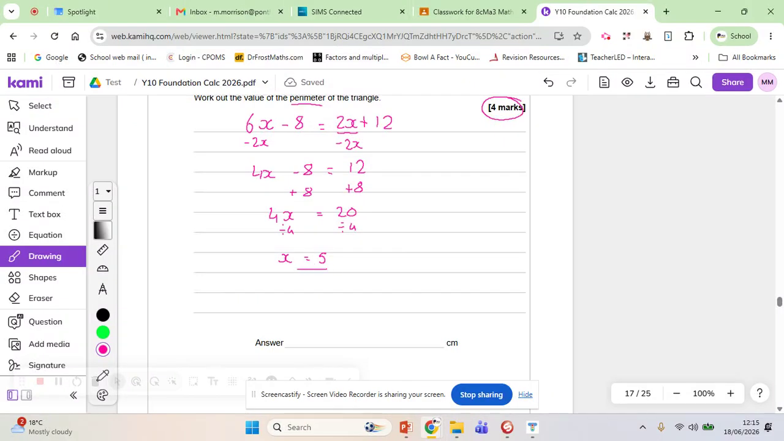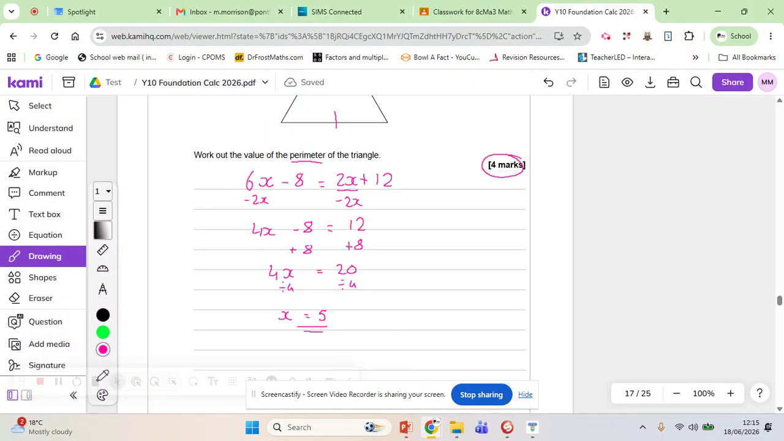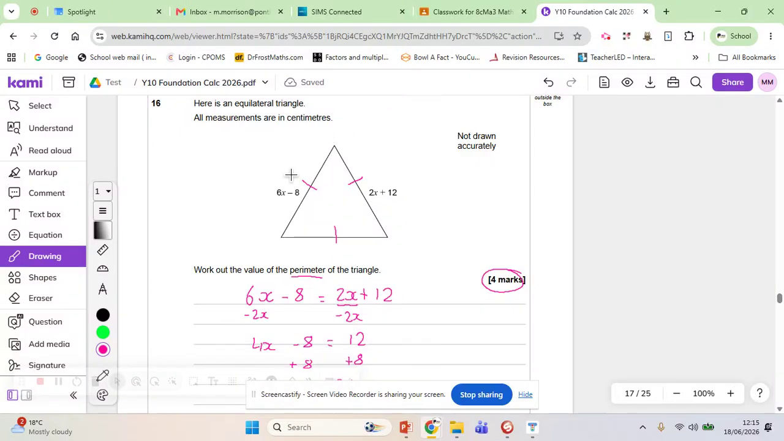Now the temptation is, you've done a lot of work there and you think, oh, excellent, I'm done. It's asking me to work out the value of the perimeter. So what I'm going to have to do is, I know that x is equal to 5 because I've just worked it out. So 6 times 5 take away 8. So 30 take away 8 is 22.